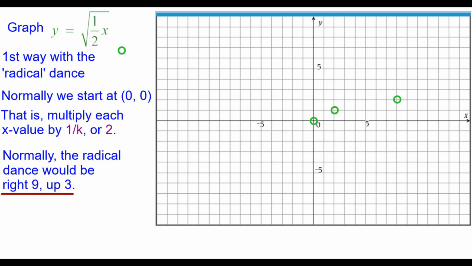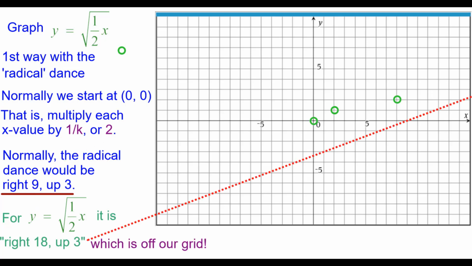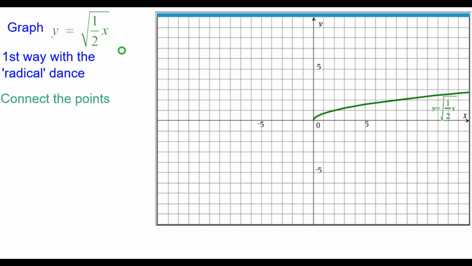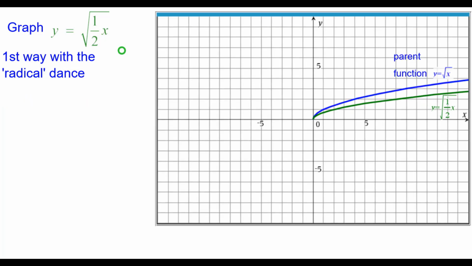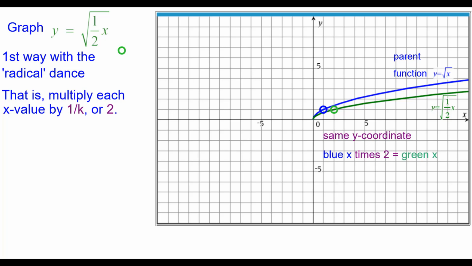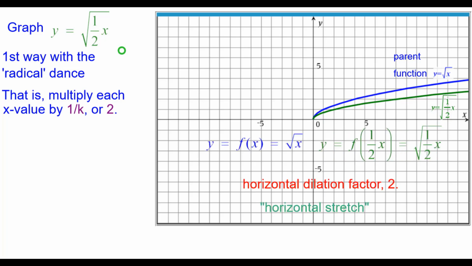Right 9 up 3 would be next, but for ours it will be 18 up 3. 2 times 9 is 18, and you can see this is pretty much off our grid there. So connecting those points, we get this y equals the square root of the quantity 1/2 x. And when we compare it to the parent function, you can see that for these 2 points that have the same x coordinate, the blue x coordinate times 2 is equal to the green x coordinate in each case. So this has a horizontal dilation factor of 2, and this is considered a horizontal stretch.